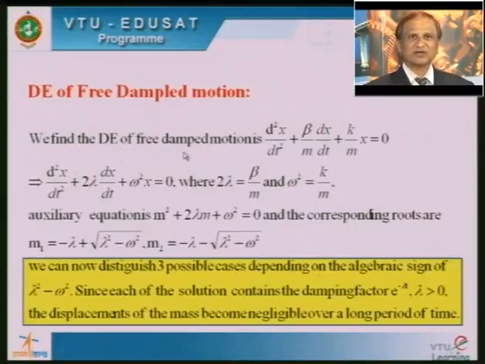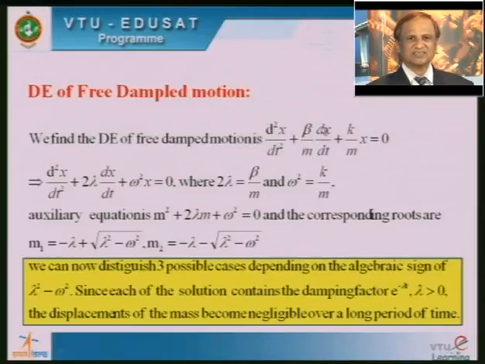Now according to our plan, I am going to introduce one more term in the differential equation. Friends, the given differential equation may be in this form: d square x upon dt square plus beta by m into dx by dt plus k by m x is equal to 0. Or the same equation can be written as m into d square x upon dt square plus beta into dx by dt plus k into x is equal to 0. Then dividing throughout by m, you will get this equation.